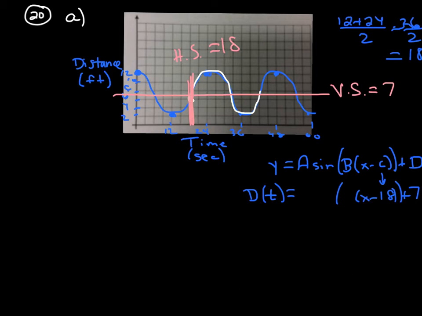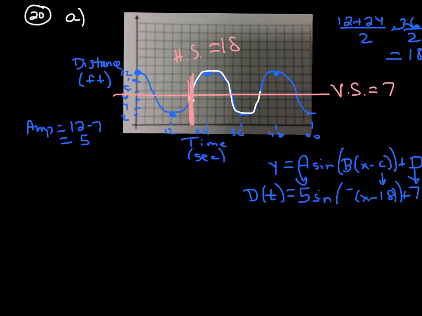Okay, now let's find the amplitude next. The amplitude is just the difference between the maximum and the vertical shift. So it's just going to be 12 minus 7. So the amplitude is 12 minus 7, which is equal to 5. Ooh. Okay, let me bring down the word sine.